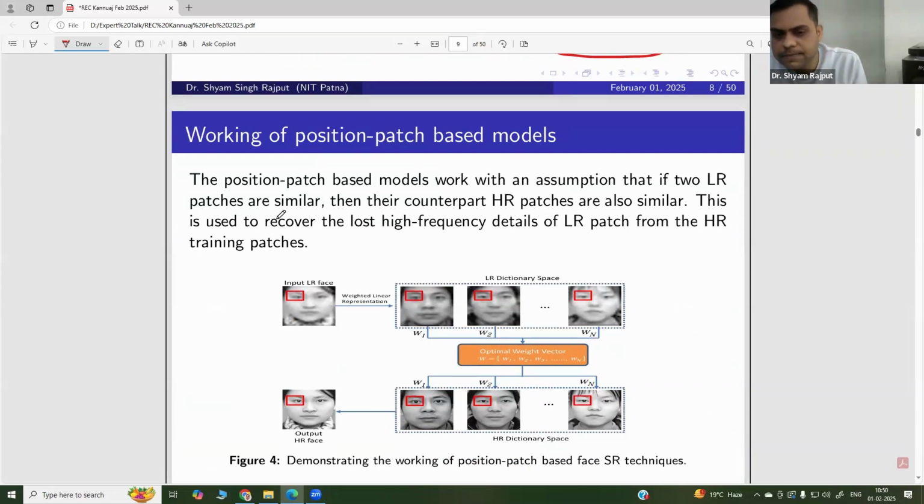Elsevier Pattern Recognition. What this paper says is that this model works with one assumption: if two LR patches are the same, then their corresponding HR patches will also be the same. This is one thing. Now, how does this position patch based model work? Let's try to understand.